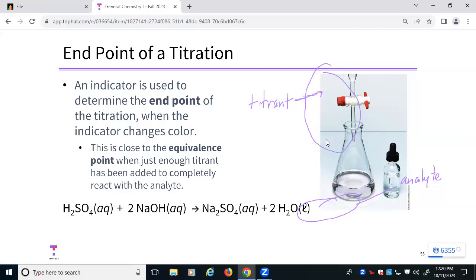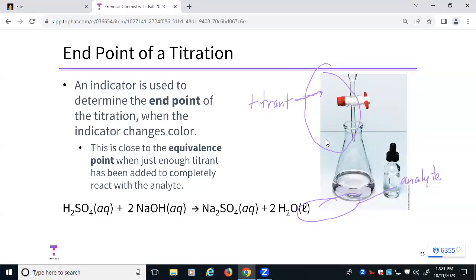Now, that's not the true stoichiometric equivalence point. So ultimately what we're trying to do in an ideal situation with a titration is figure out what is called the equivalence point. The equivalence point would be, I know exactly how much of the analyte is there, and how much titrant goes in there until I get an exact amount of base. So the amount of acid and the amount of base have equalized each other.